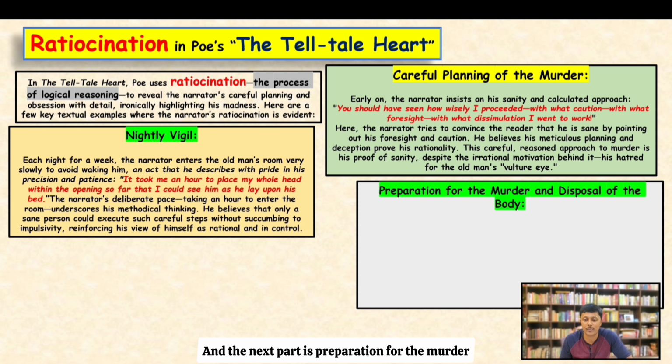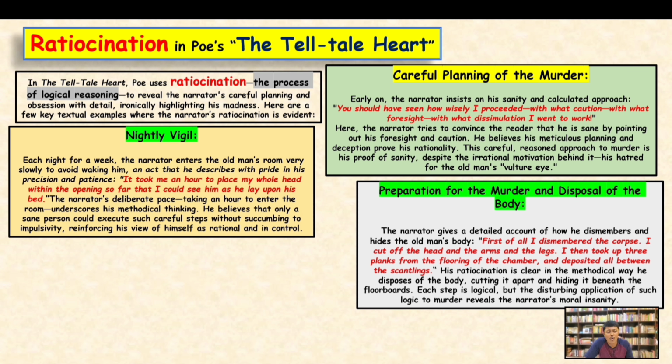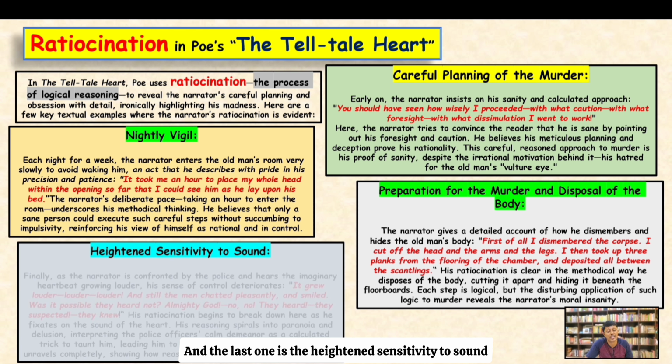And the next part is preparation for the murder and disposal of the body. The narrator gives a detailed account of how he disembowels and hides the old man's body. Here, in the textual example that I've collected from the text, you can understand that the whole line is about how he has hidden the body, the methodical planning, the methodical process that he follows. And the last one is the heightened sensitivity to sound.